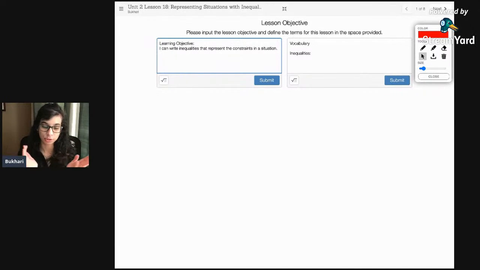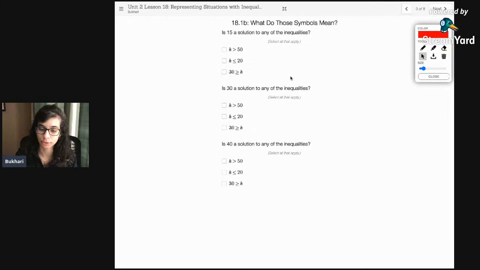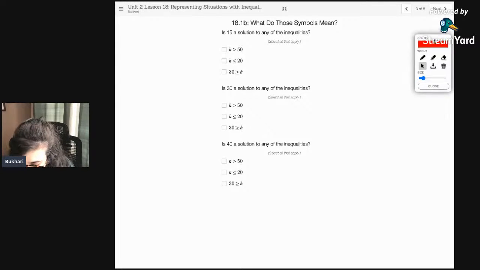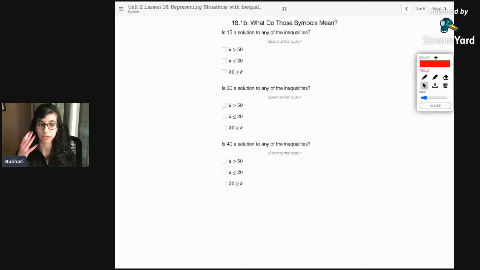Today we're going to be writing inequalities that represent constraints in a situation. So in the beginning of today is just a review. We're reviewing, right, what do the symbols mean and how can we remember how to write inequalities? Remember, when it comes to inequalities, you have a solution set, right? A group of solutions that can be solutions to your inequality.